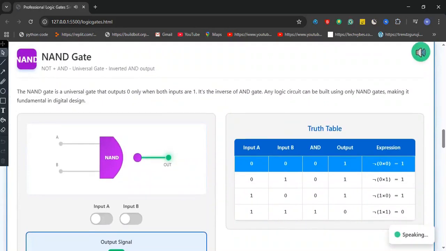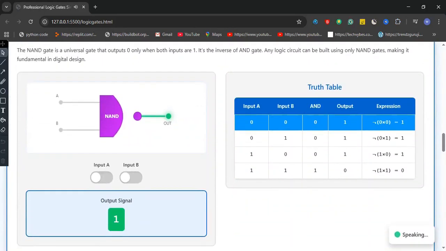NAND gate. The NAND gate is a universal logic gate that combines AND and NOT operations. It outputs low or 0 only when both inputs are high or 1. In all other cases, it outputs high or 1. The NAND gate follows the rule, output equals NOT of input A and input B in Boolean algebra. This is y equals NOT A times B.